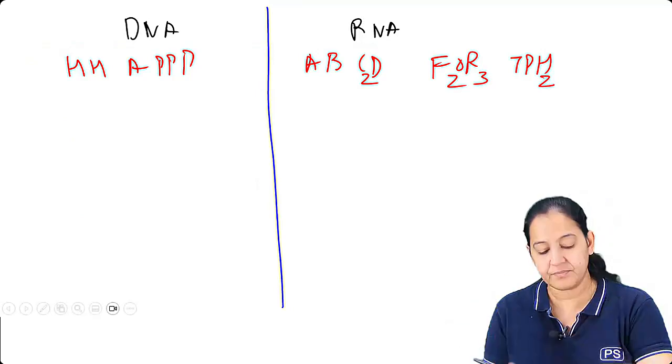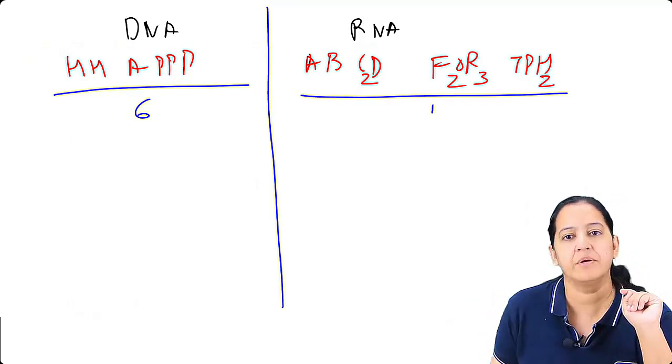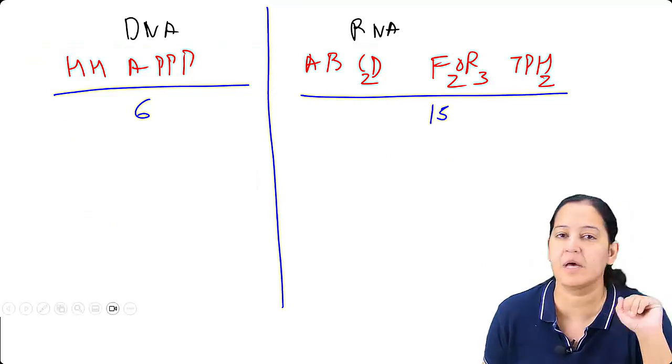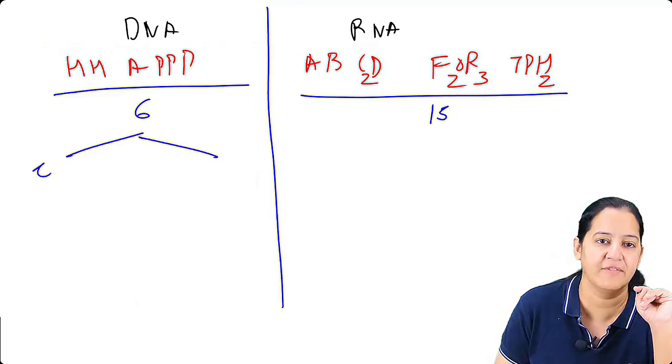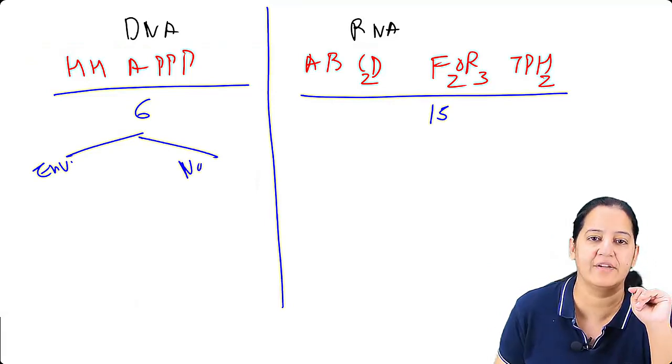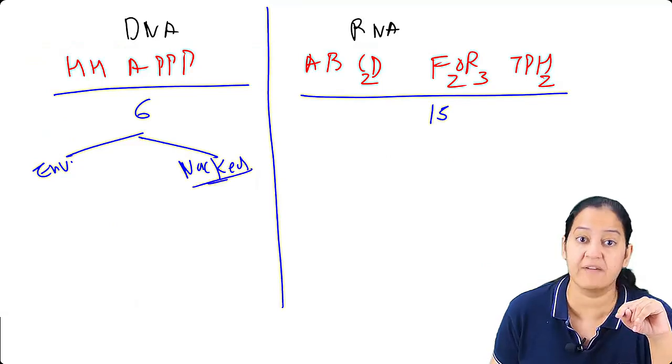चलो. Here we have total 6. Here we have total 15. I told you all viruses are not enveloped. Some are enveloped, some are naked. So how many are enveloped here? How many are naked? Don't use the word non-enveloped. I like the word naked because I will correlate something.